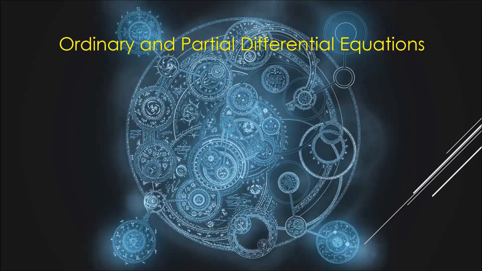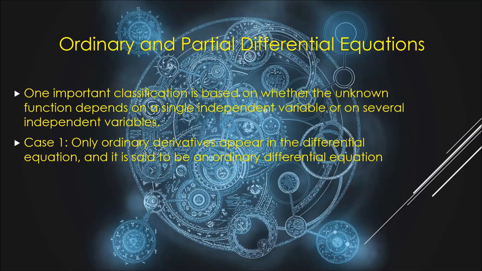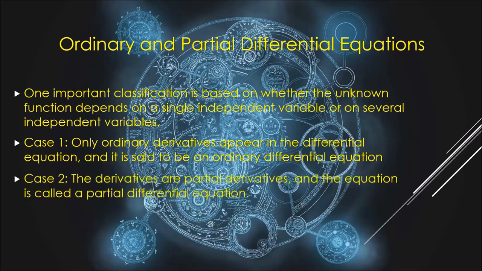Ordinary and partial differential equations. One important classification is based on whether the unknown function depends on a single independent variable or on several independent variables. Case 1. Only ordinary derivatives appear in the differential equation, and it is said to be an ordinary differential equation. Case 2. The derivatives are partial derivatives, and the equation is called a partial differential equation.